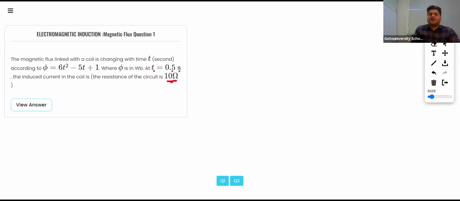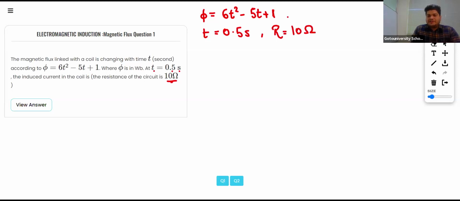First, we will write what we have. We have flux, phi, which is 6t square minus 5t plus 1. Then we have time, which is 0.5 seconds. Then we have resistance, which is 10 ohm. And then current, we have to find the current.